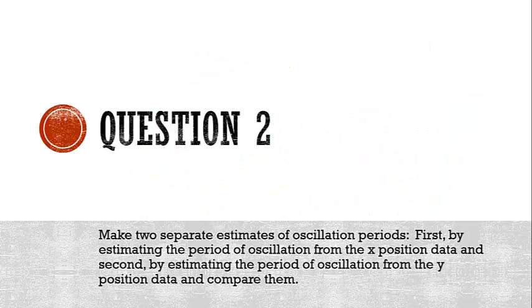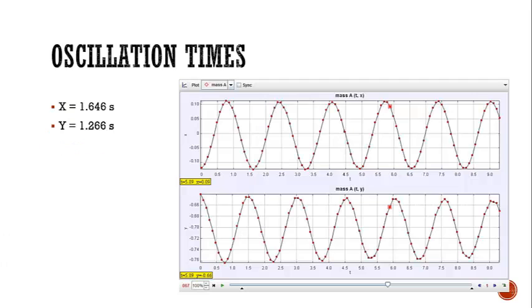What does it mean? Question 2. For question 2, we were told to take two separate estimates of oscillation periods. First, by estimating the period of oscillation from the x position data, and second, by estimating the period of oscillation from the y position data. I estimated the X period of oscillation to be 1.646, which was slightly higher than the Y period of oscillation, which was 1.266. You can see the difference in the graphs to the right.